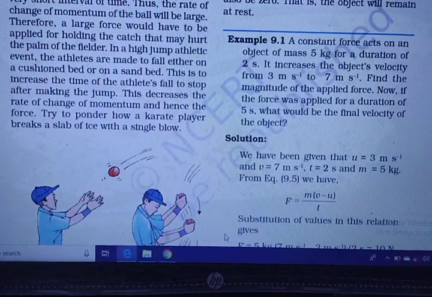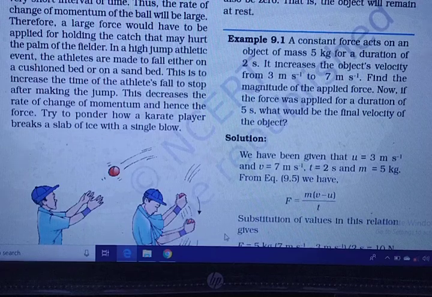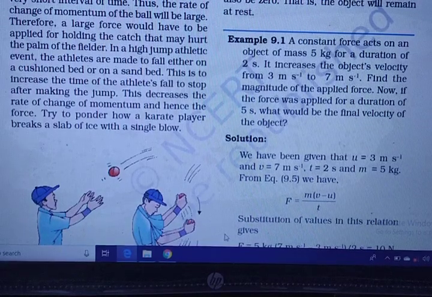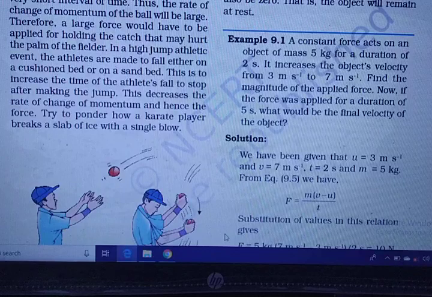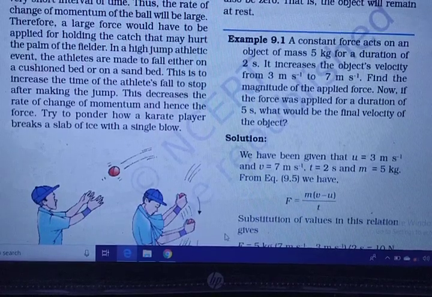Actually, you can see in this numerical, a constant force acts on an object of mass 5 kg for a duration of 2 seconds. It increases the object's velocity from 3 meter per second to 7 meter per second. Find the magnitude of the applied force. Now, if the force was applied for a duration of 5 seconds, what would be the final velocity of the object? You can see here, first of all, a constant force acts on an object of mass 5 kg. So here m is equal to 5 kg. Got it? For a duration of 2 seconds.